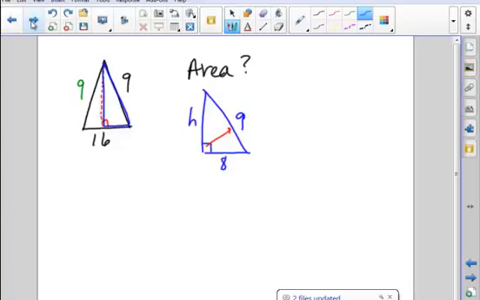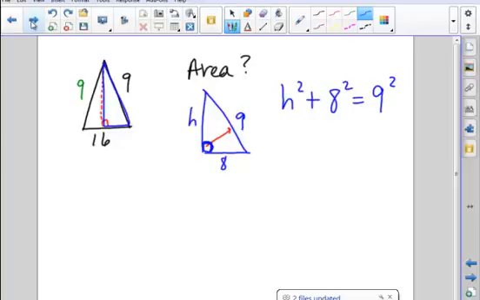So we know it's going to be h squared plus 8 squared equals 9 squared. This is a side. Your sides are always connected to the right corner. That right angle is the sides. And then in this case, 9 is your hypotenuse.